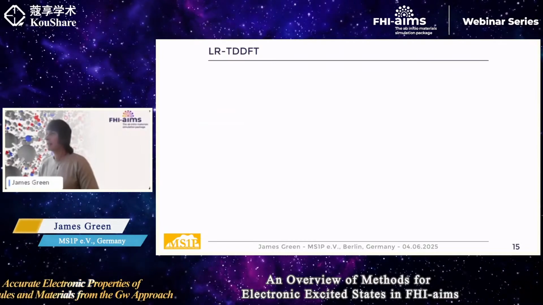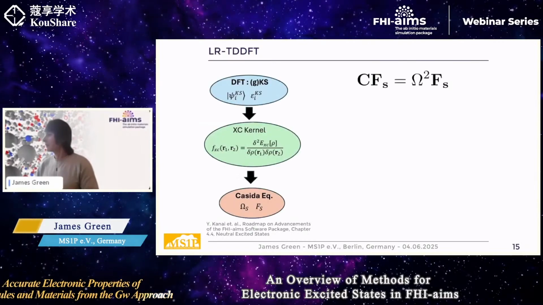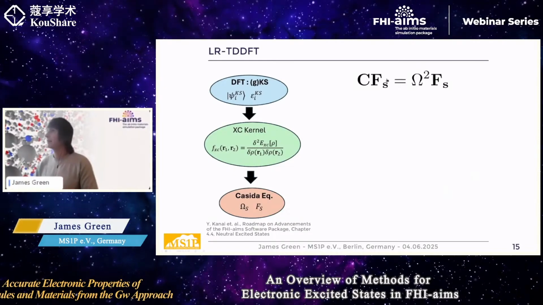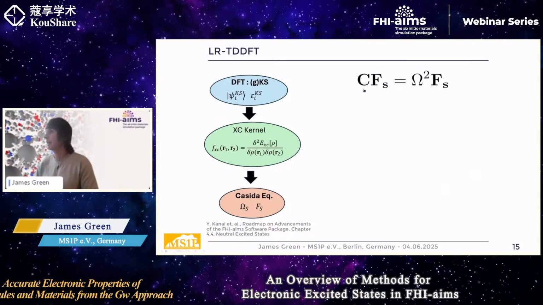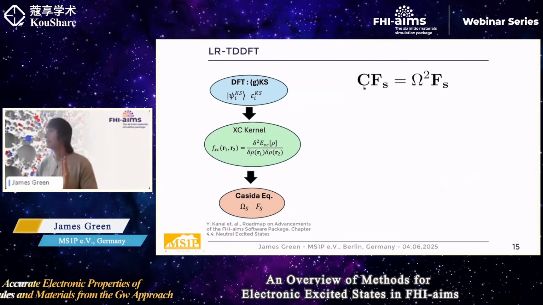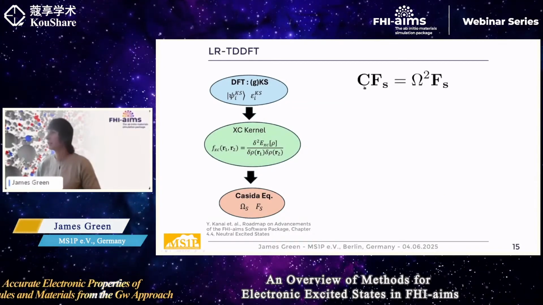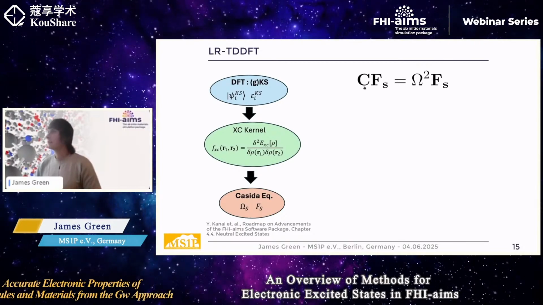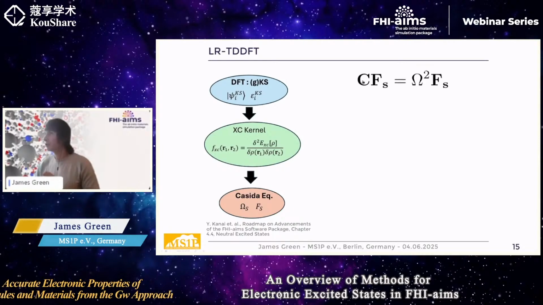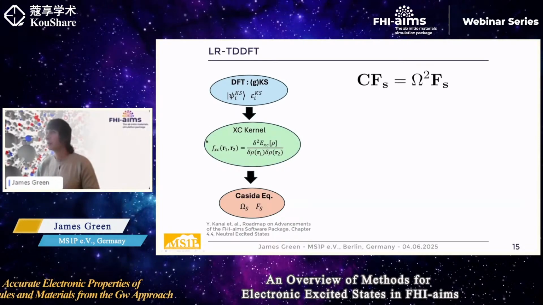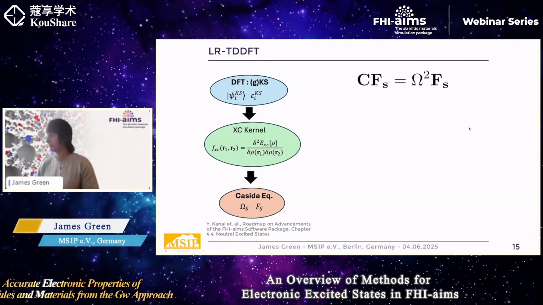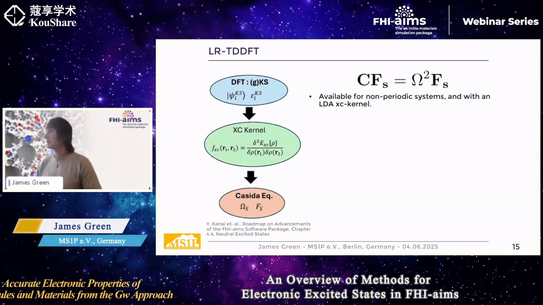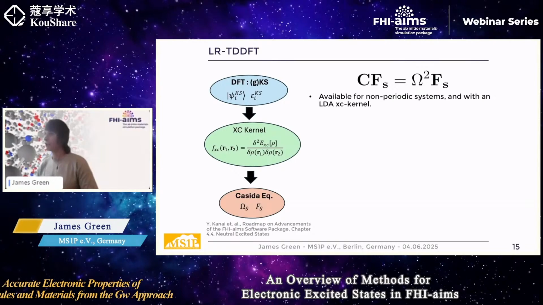Linear response TDDFT. This is actually quite similar to BSE. So we have the so-called Casida equation, where this matrix C resembles essentially the same as this A and B matrix that I showed on the previous slide for BSE. The difference is, rather than a GW calculation, you feed into it an exchange correlation kernel. And this is just available for non-periodic systems at the moment with an LDA exchange correlation kernel.